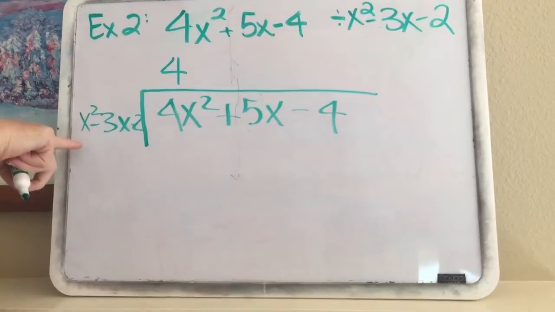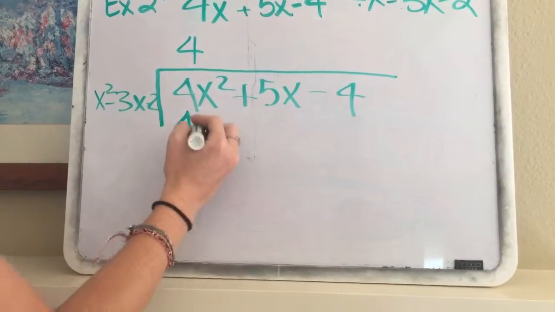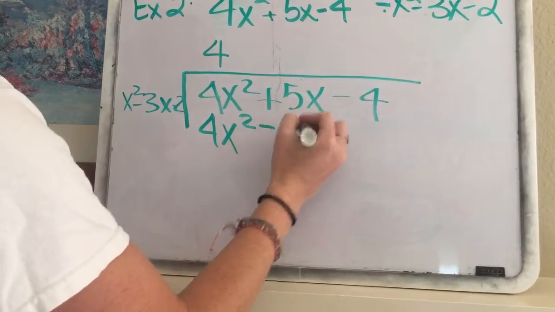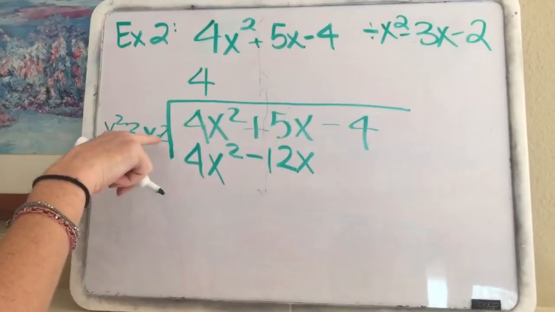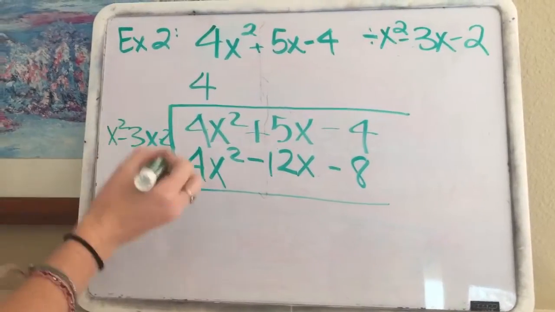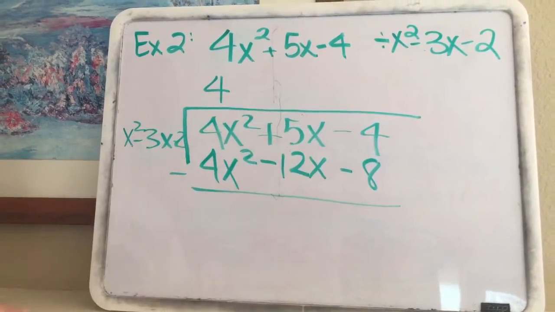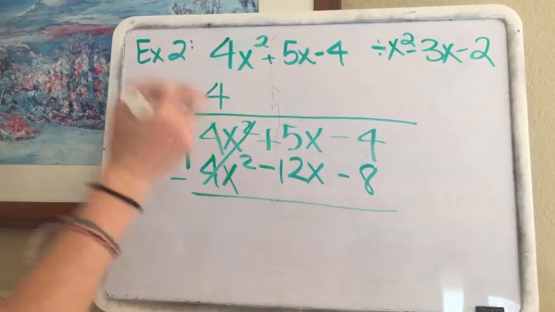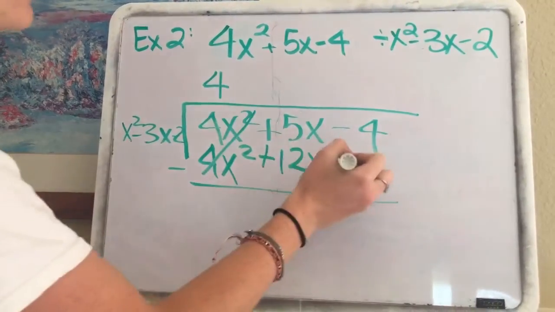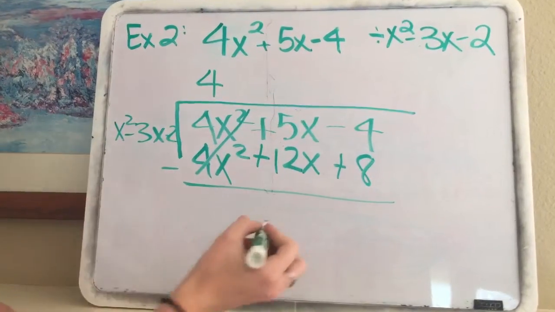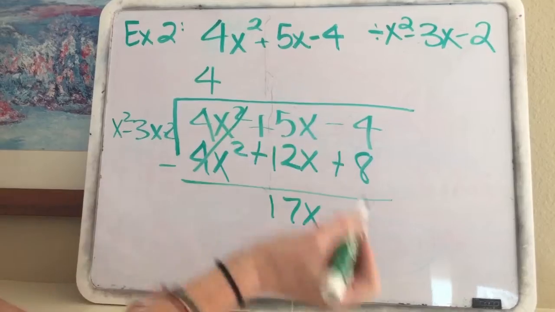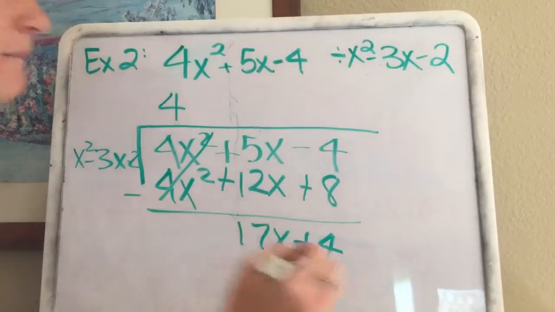So 4 times x squared gives us 4x squared. 4 times negative 3x is negative 12x. And 4 times negative 2 is negative 8. And then you would do the math here to get our remainder. So we cross these out, and the next thing you have to do is change your signs. So it'd be plus 12x and plus 8. So 5 plus 12 gives us 17x, and then negative 4 plus 8 gives us plus 4.